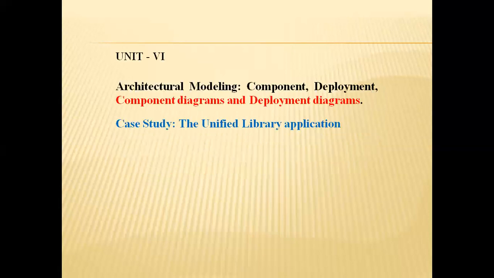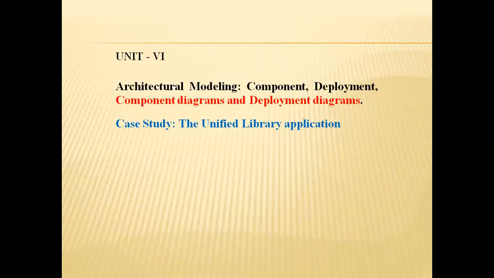Next, in the sixth unit, you represent the architecture model. That is, what is the architecture of this particular system? What are the components of the system? And what are the deployments of the system? It is represented by the component diagram and the deployment diagram.